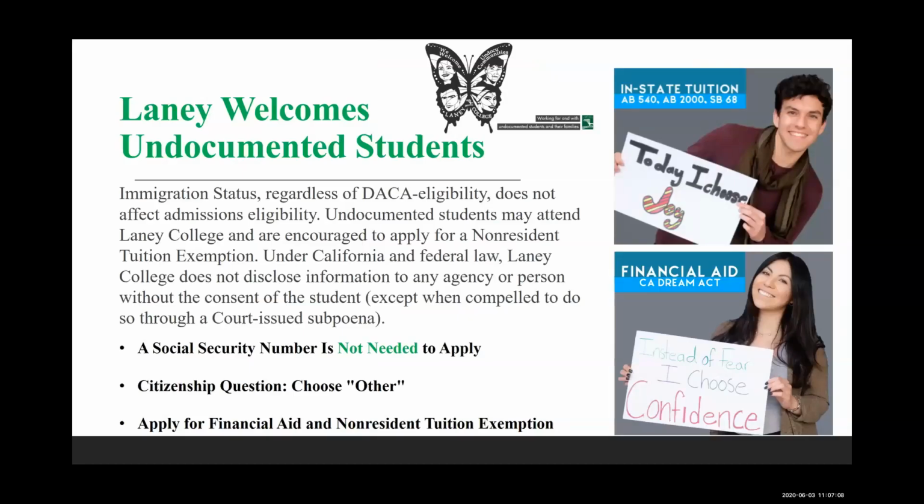Laney welcomes all undocumented students. The application process is the same two-step process. You will create your OpenCC account that will give you access to the Laney College application. You do not need a social security number, and the application will ask you for citizenship. Just click Other. Once you submit the application, you will receive an email to the email address that you provided on the application within 24 to 48 hours. Don't forget to write down or take a picture of your confirmation number.